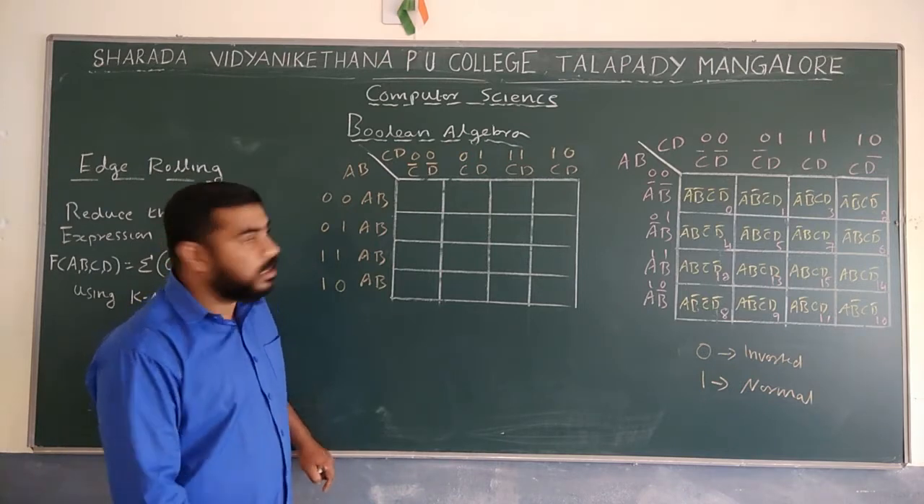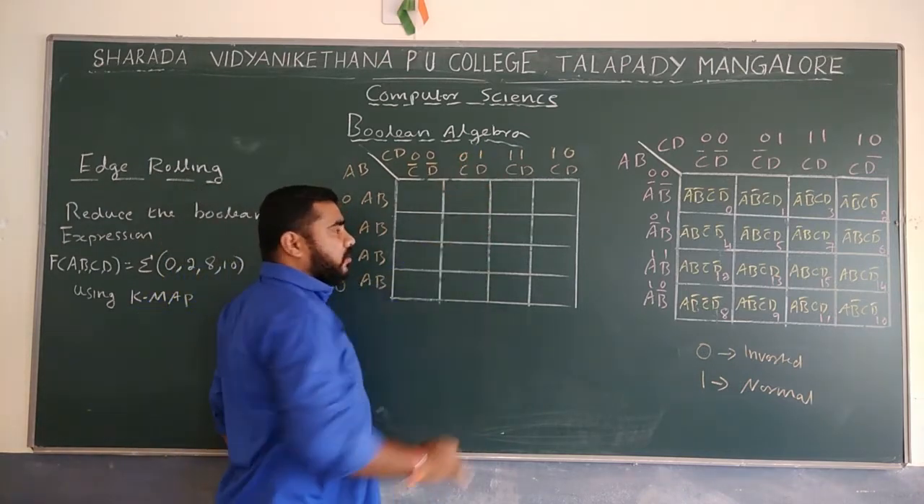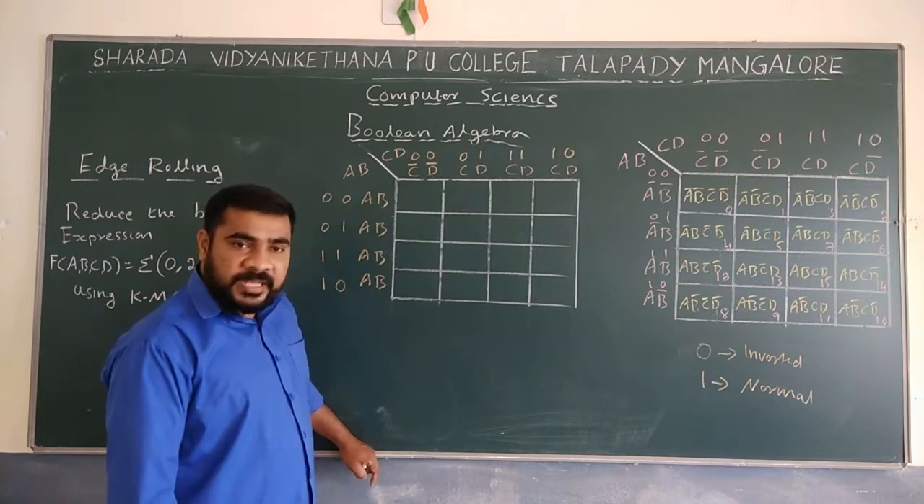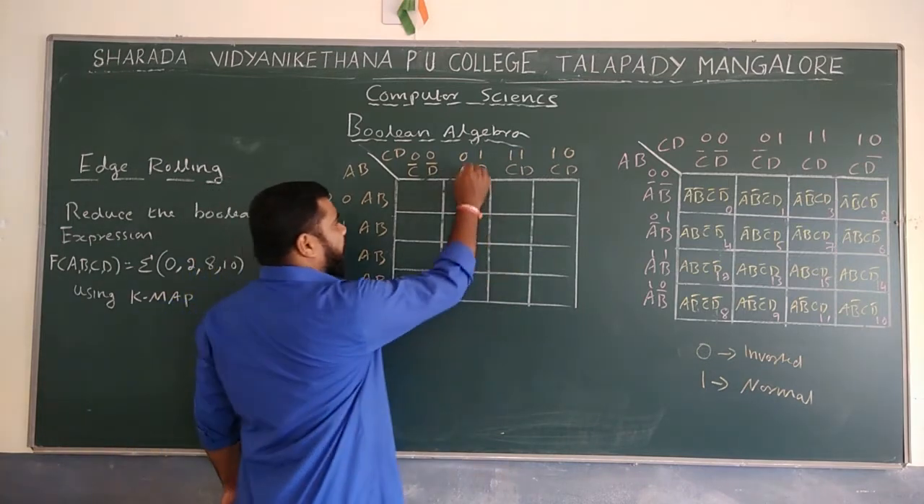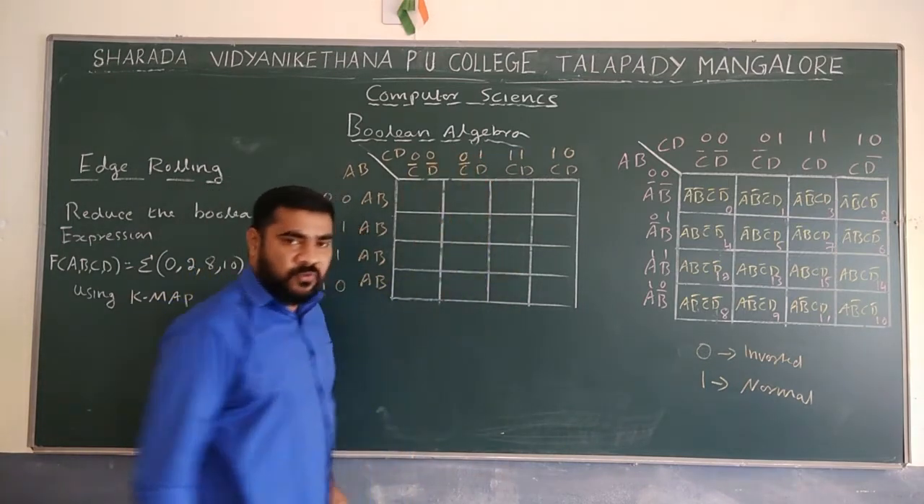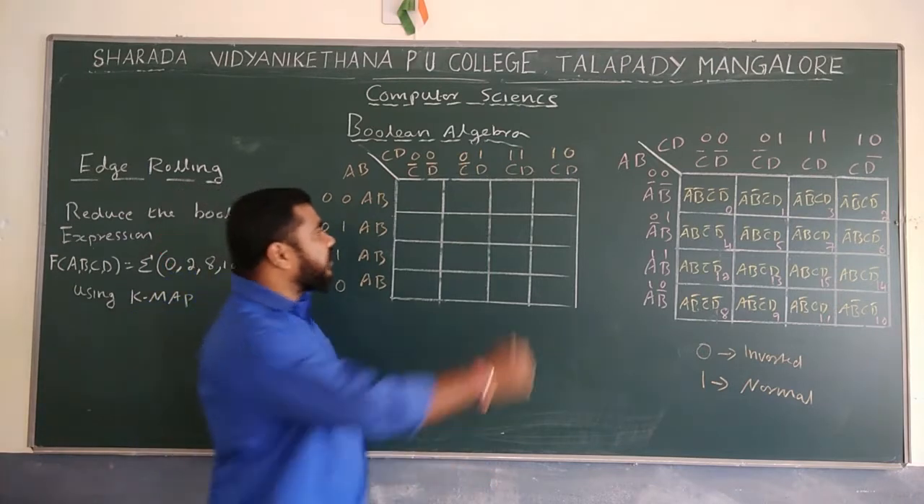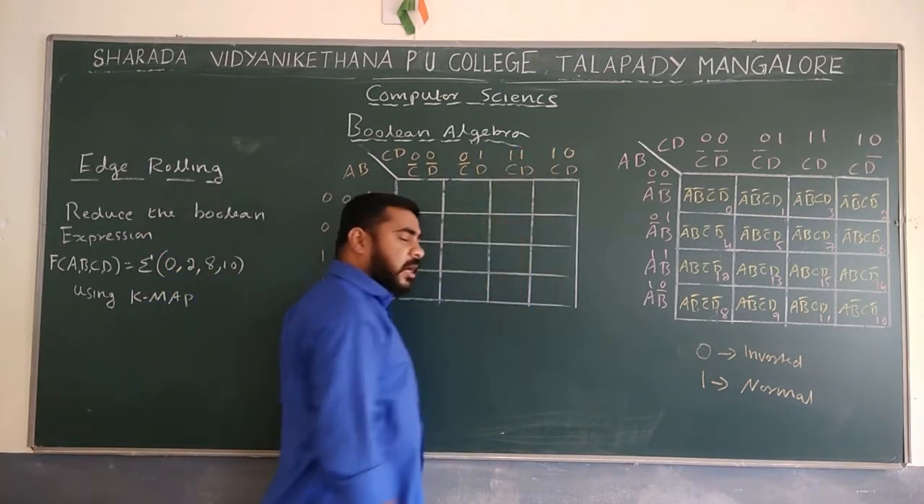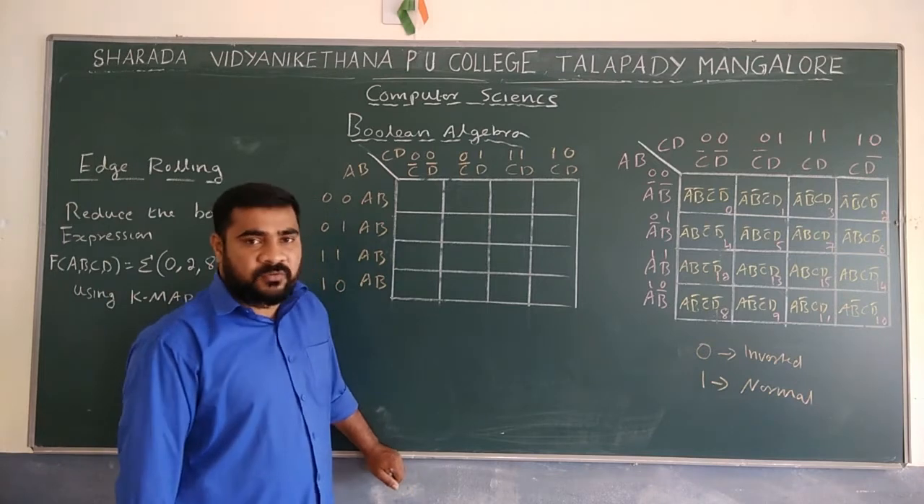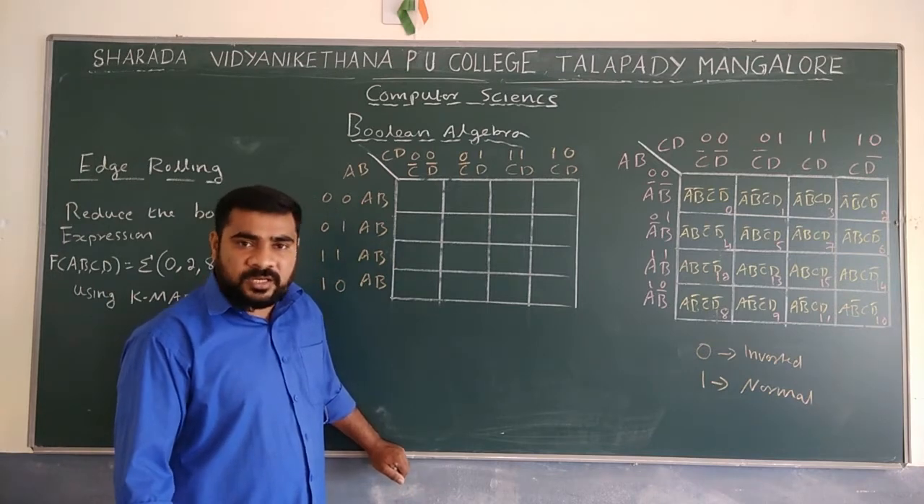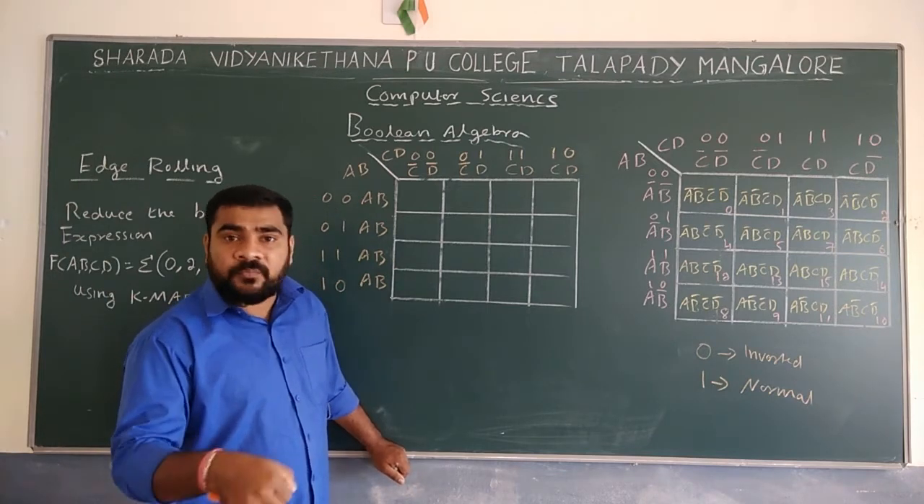C bar, D bar. The next one is 0 and 1. So 1 is in normal form, meaning D is in normal form, and the other variable C should be in inverted form. Like that you should write. The next one is C and D, which is 1 and 1. It should be represented as C and D, because both are 1, so they should be represented in normal form.